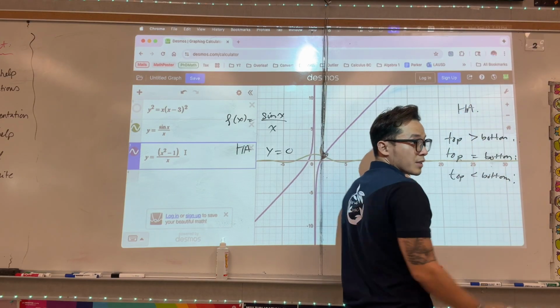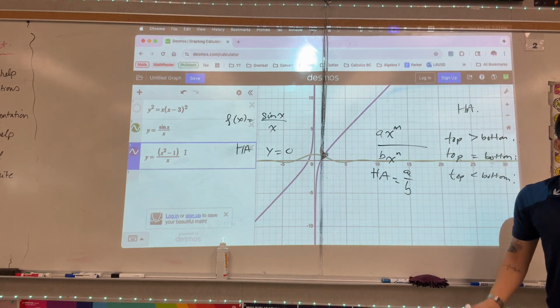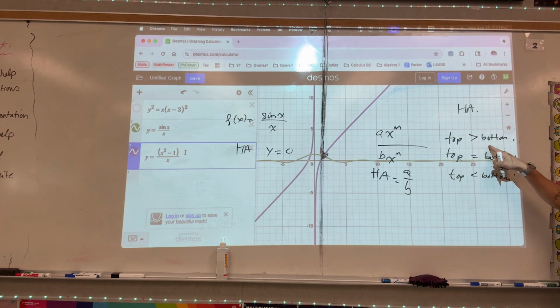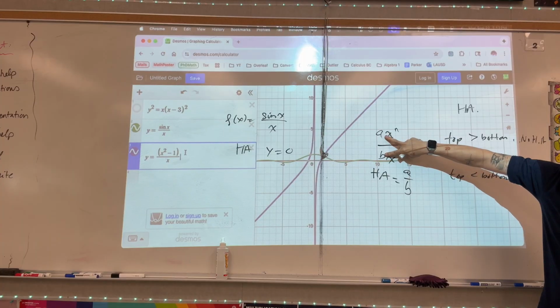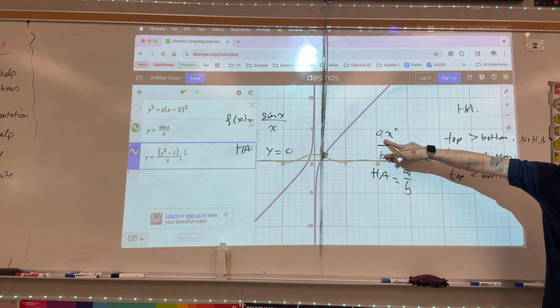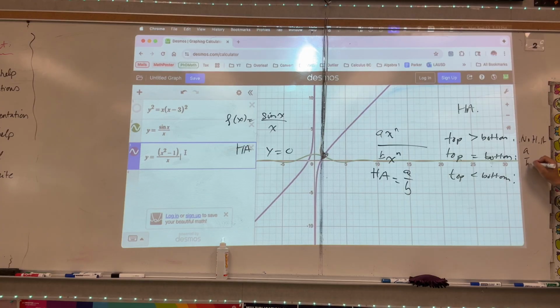You found it? When the top is greater than the bottom, you have no HA, right? When the top equals the bottom, the same degree, then it's A over B, the leading coefficients. And when the top is less than the bottom, y equals 0. Okay?